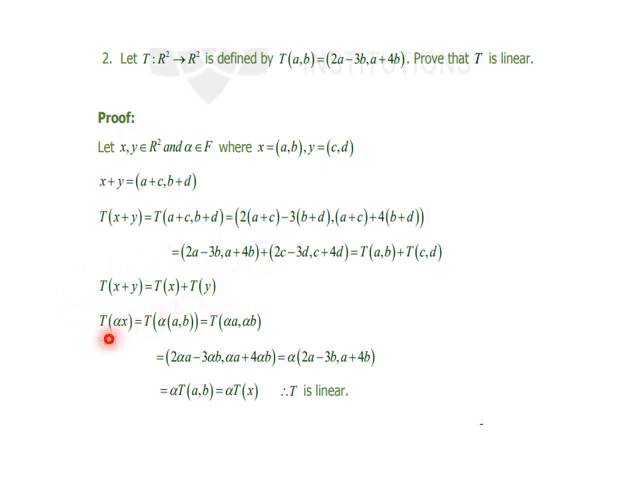Same pattern, T of alpha x. Alpha into (a,b) is (alpha a, alpha b). Apply the same one with alpha there. So this is what you have, and alpha is common in both. I can remove it outside. So what I have is alpha into (2a - 3b, a + 4b), but that is nothing but T(a,b), and (a,b) is x. So what you have here is T(x), so alpha into T(x). We started with T(alpha x), and we are able to get alpha into Tx. Therefore T is linear.